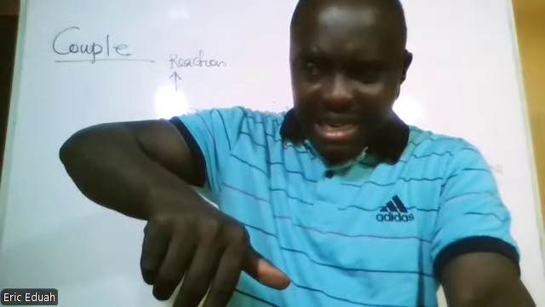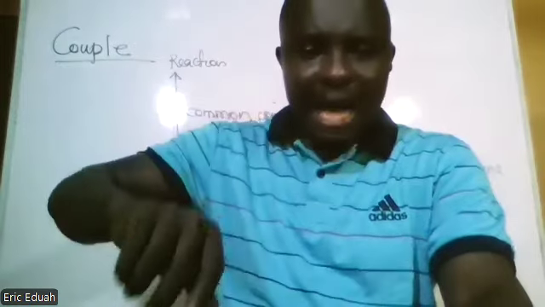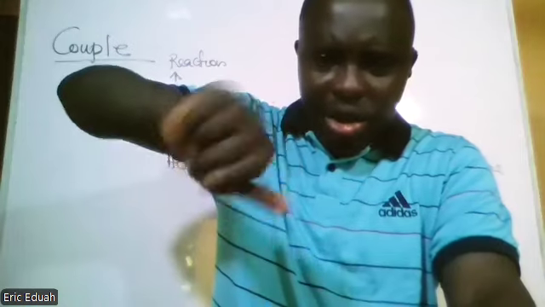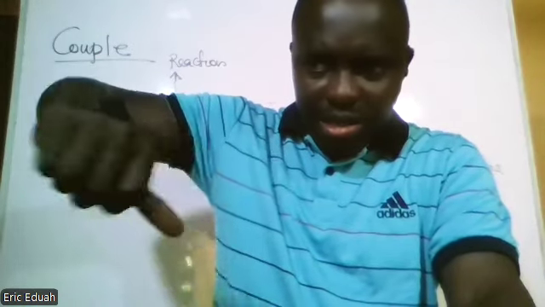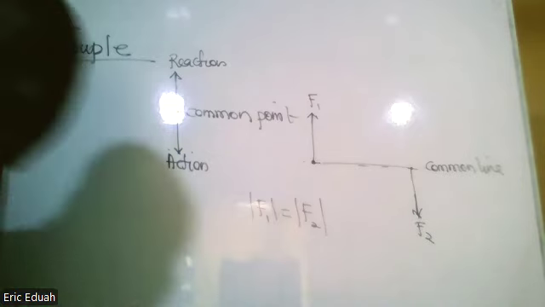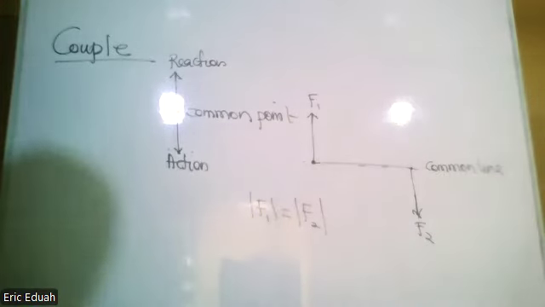Then what about screwing? Steering a car. Yes, I've talked about it. Then screwing a nut. All right. There may be a lot of applications. So this is what we mean by a couple system in physics.